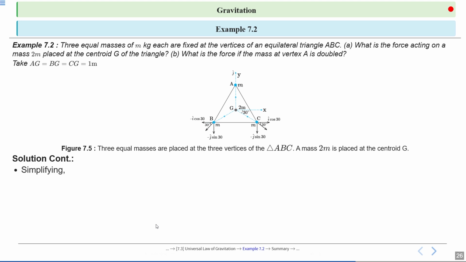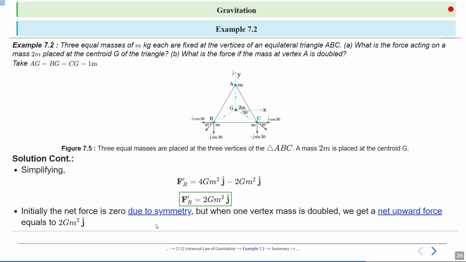Simplifying. So FR prime is equal to 4Gm square j cap minus 2Gm square j cap. So FR prime is equal to 2Gm square j cap. This indicates a net force directed upwards along the y-axis. So initially the net force is 0 due to symmetry, but when one vertex mass is doubled, we get a net upward force equal to 2Gm square j cap.